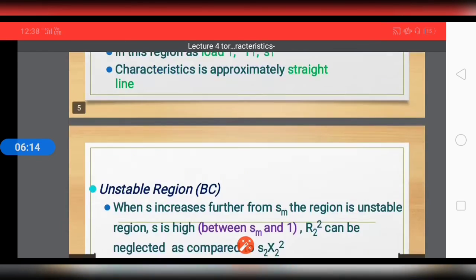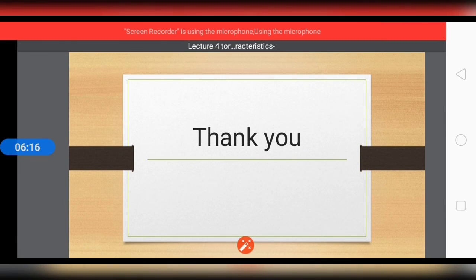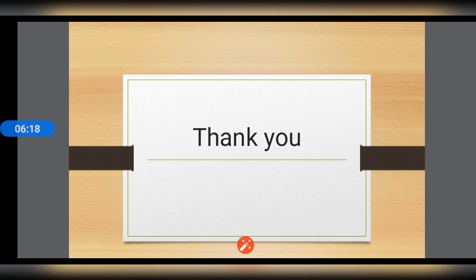So this is all about this lecture, and I feel that you all got to understand it, and now you can easily explain the torque slip characteristic of the induction machine.